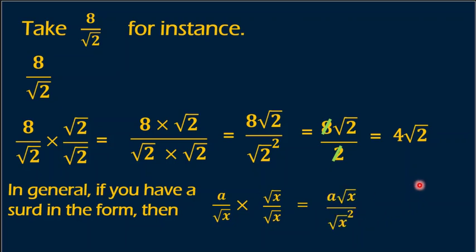Which simplifies to be root x over x. That's our final answer. And so generally this is the approach we use. You take the denominator, multiply the numerator and the denominator by it, and then simplify to have our answer. Great.